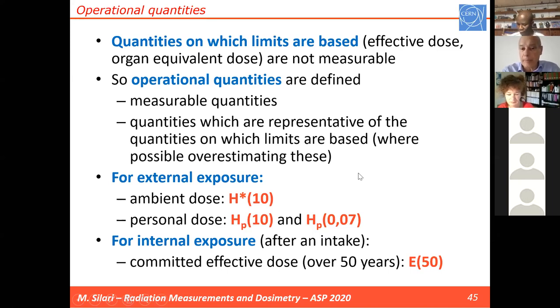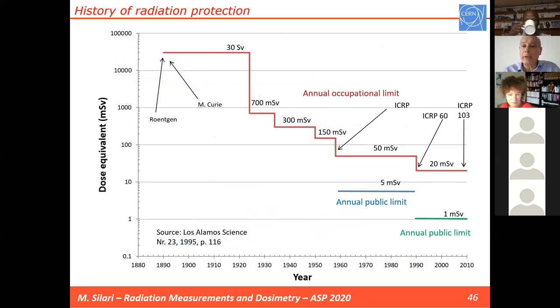And I'm only talking about the most important ones. So for external exposure, we have the ambient dose, the H*10, and the personal dose, which is the one on which personal dosimeters are calibrated. Whereas for internal exposure, after, for instance, an intake of radionuclides by accident, the relevant quantity is the committed effective dose over the next 50 years, because you have to take into account that when you inhale or ingest something, depending on the half-life of the radionuclide, which we'll come back to later, the internal exposure may last for a couple of weeks or for several years. And to go back to what I mentioned last week, radiation protection has shown a big evolution of the limits.